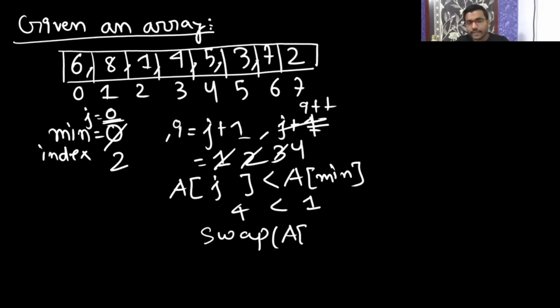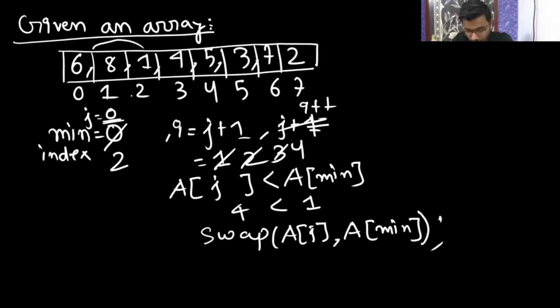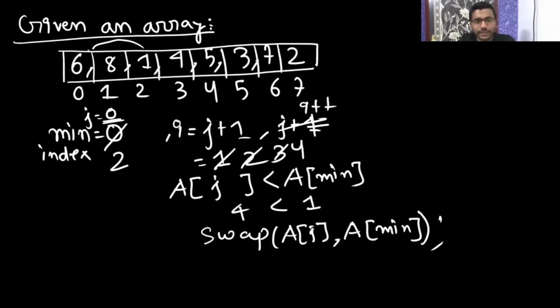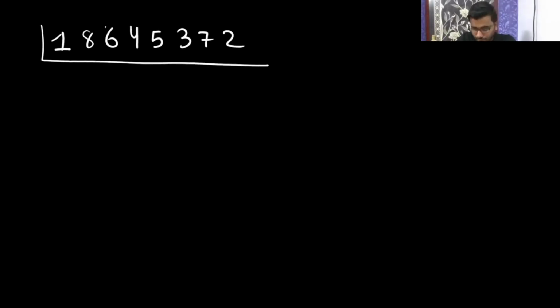So swap the value of a of j with a of mean. After this the list will look like this: 1 will come here and 6 will go here. Here you are not going to always do a swap; after one iteration you are going to do a swap. So after this your list will look like 1, 8, 6, 4, 5, 3, 7, 2. Arpan is saying clear.